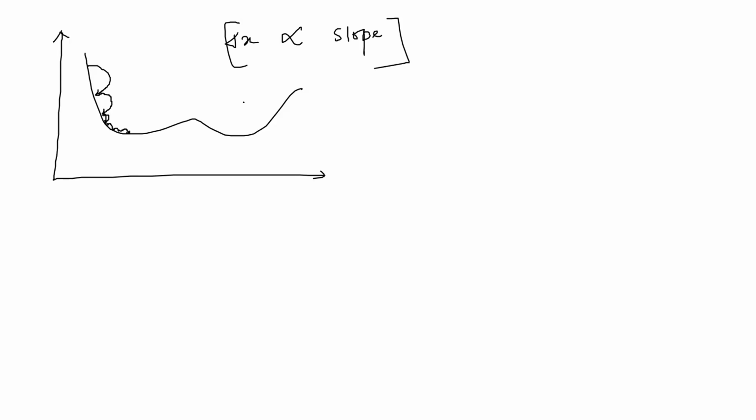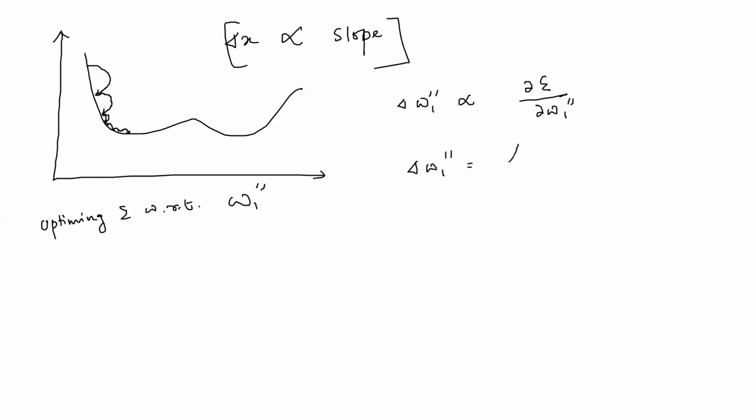What does that mean? That means I am now optimizing error with respect to W1 double dash, if you remember. So I will run an iteration on the double dash. I will change the double dash, but this change will be proportional to the slope. And this is basically a proportional function. This will be alpha into eta. Alpha is the parameter we call the learning rate.